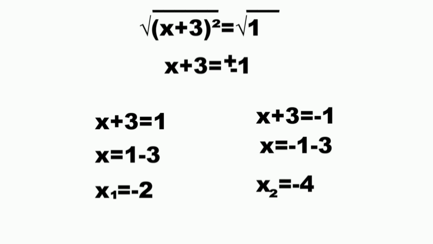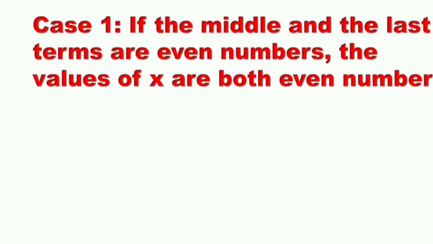Notice that 2 and 4 are even numbers. So for case number 1, if the middle and the last terms are even numbers, the values of x are both even numbers. So that's a hint.